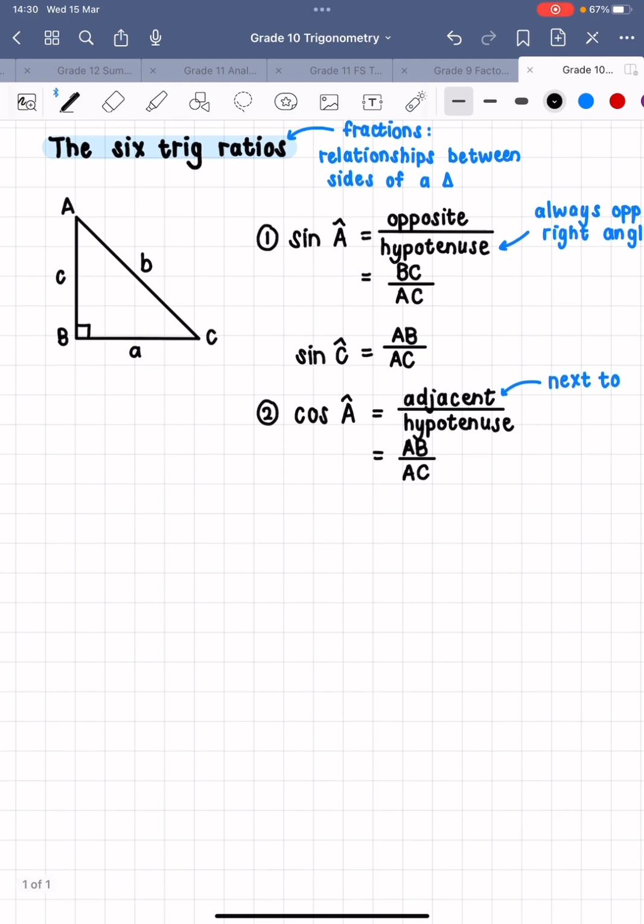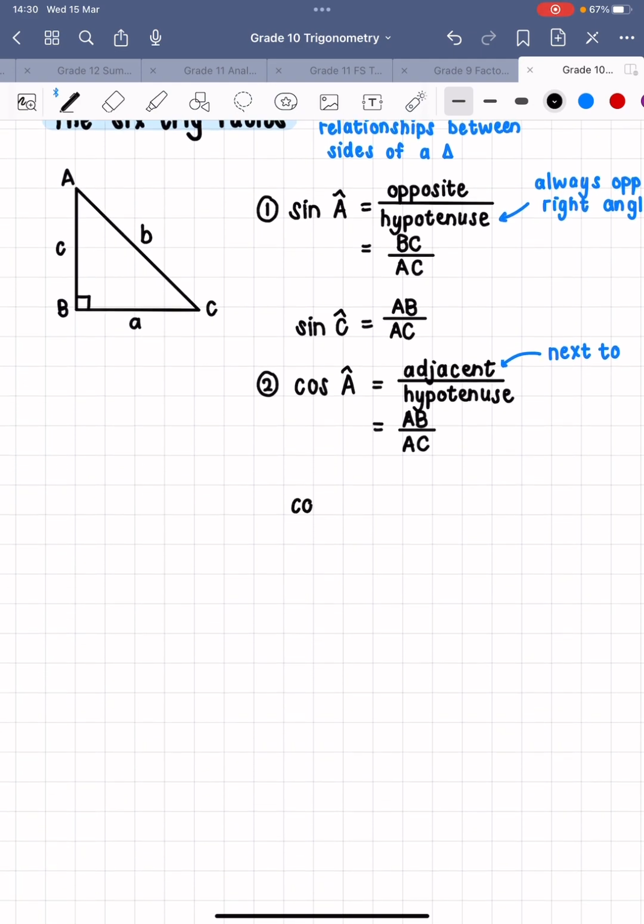Okay, we're going to do the same thing now for cos of C. Cos again is adjacent over hypotenuse, but now we are looking at angle C. Now which side is next to angle C? BC. Okay, we're not going to say AC, guys. I do agree AC technically is next to that angle, but AC is the hypotenuse. Okay, so the other one, the one that's not the hypotenuse, BC. So BC over, again, the hypotenuse is AC. All right, are we fine with cos?